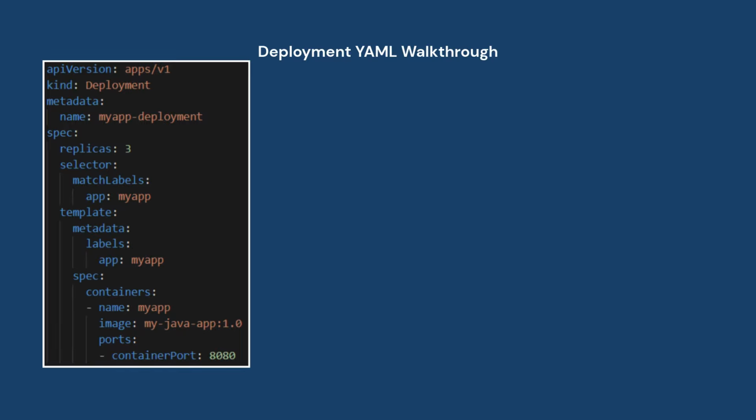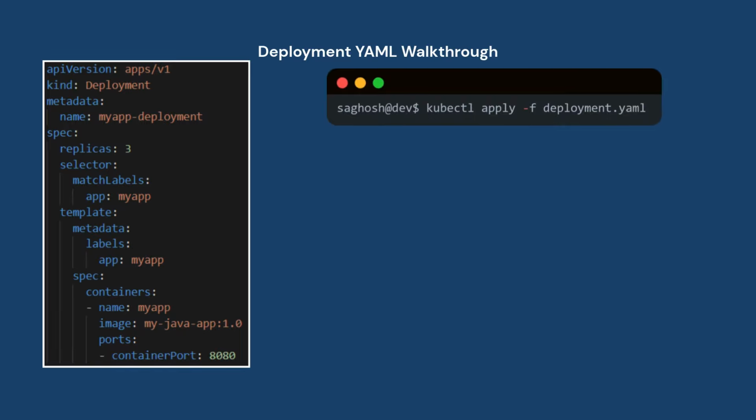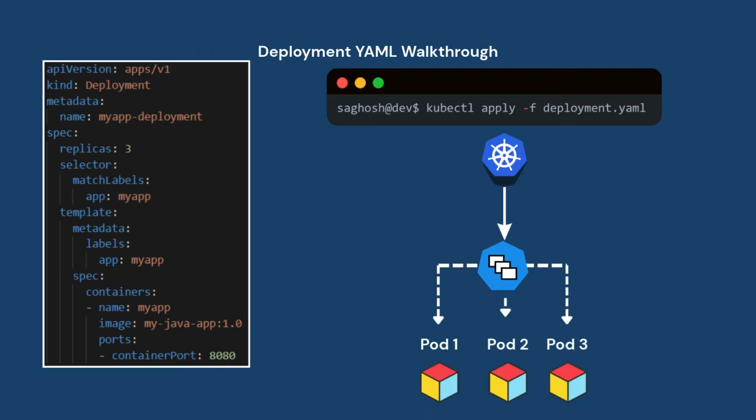So what happens when this YAML is applied? Kubernetes will create a replica set for us. That replica set will then spin up exactly 3 pods using this pod template. If one of those pods dies, the replica set will automatically replace it. That's how deployments, replica sets, and pods are connected.